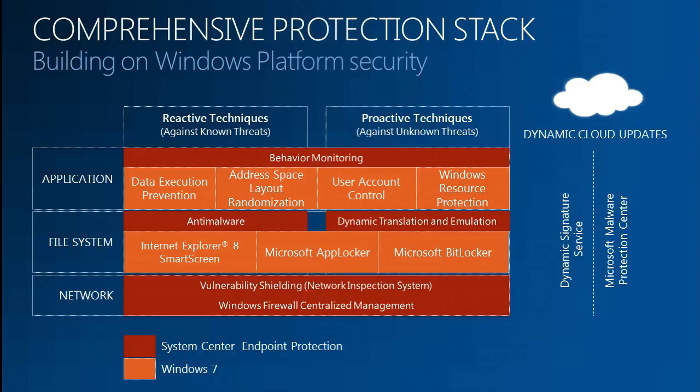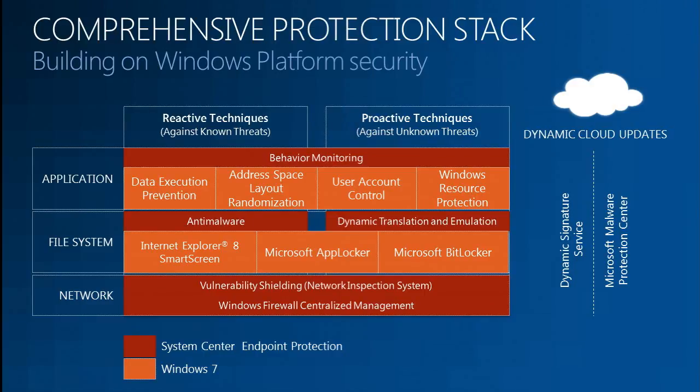So at the network layer, we have the endpoint protection, we have the vulnerability shielding through the network inspection system, and we have the Windows Firewall centralized management, which is also available out of the ConfigMan endpoint protection console. At the file system, going left to right, we have Internet Explorer 8 with SmartScreen, AppLocker, and BitLocker. Some of you may have seen the good MBAM presentation on BitLocker management, which is a part of MDOP, which is a great way to make BitLocker enterprise manageable.